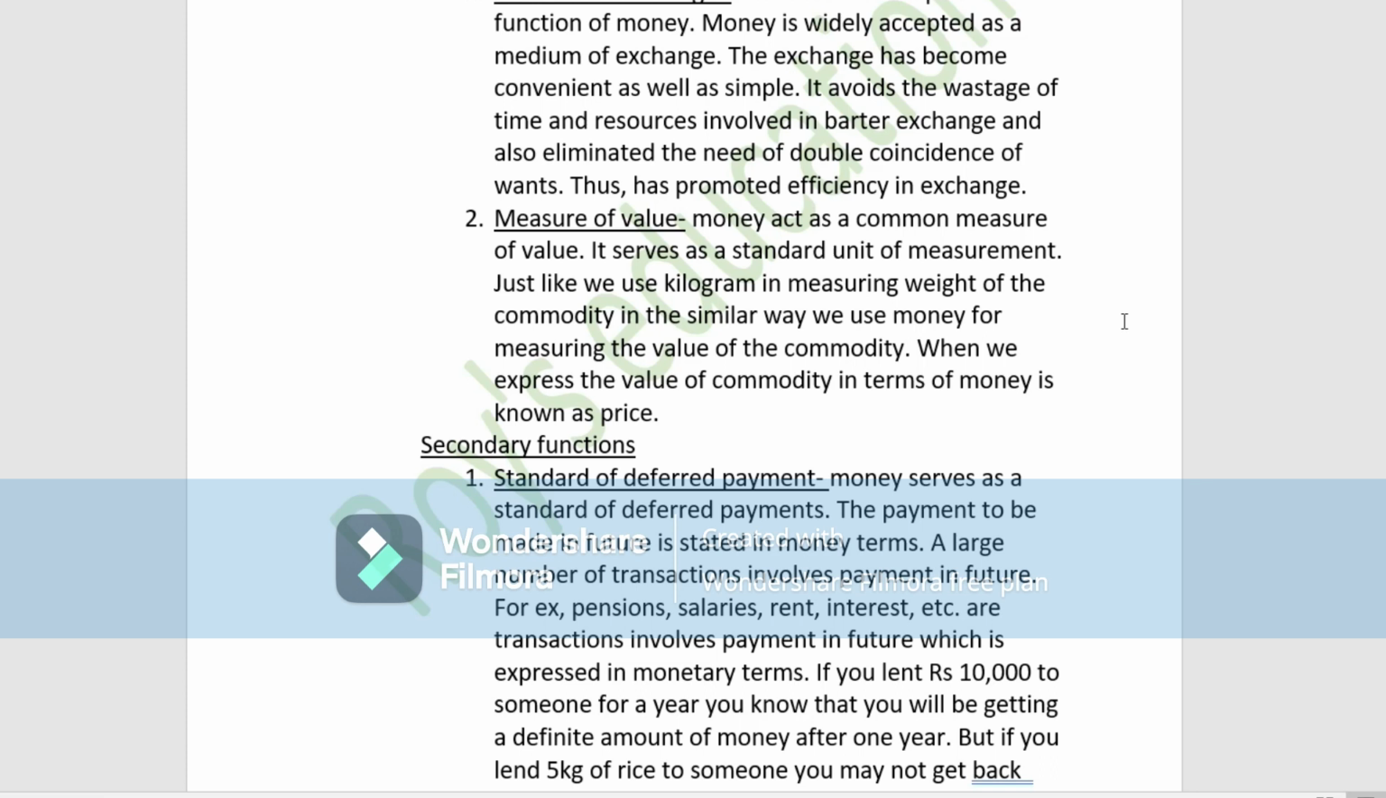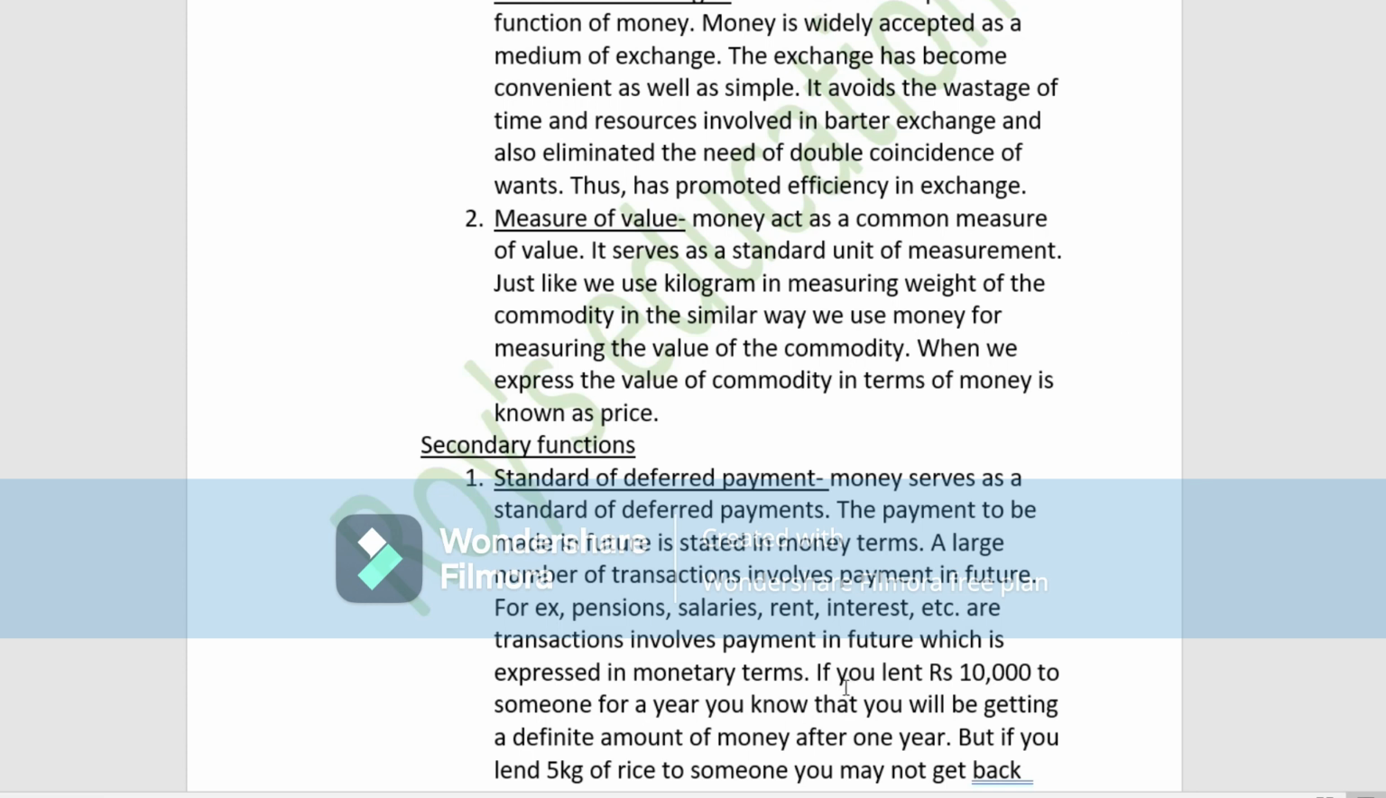Now the kilogram is a standard unit of measuring weight. The liter is a standard unit of measuring any liquid. Now, when we express value in terms of money, this is called the price. For example, if a shirt is priced at rupees 500, that means the value of the shirt is rupees 500. That means you have to pay rupees 500 to get that shirt.